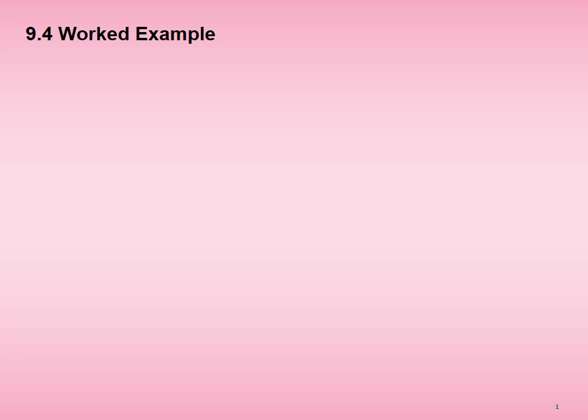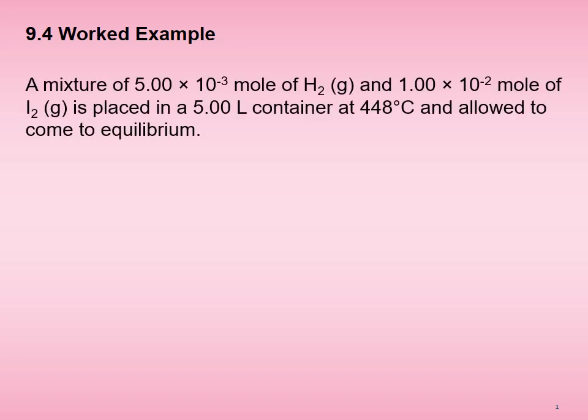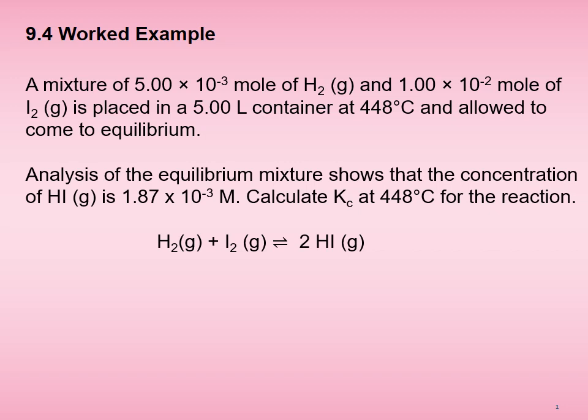Here is another example. A mixture of 5.00 times 10 to the power of negative 3 moles of gaseous H2 and 1.00 times 10 to the power of negative 2 moles of gaseous I2 is placed in a 5.00 liter container at 448 degrees Celsius and allowed to come to equilibrium. Analysis of the equilibrium mixture shows that the concentration of gaseous HI is 1.87 times 10 to the power of negative 3 molar. Calculate Kc at 448 degrees Celsius for the reaction.